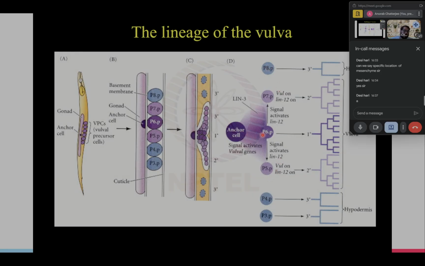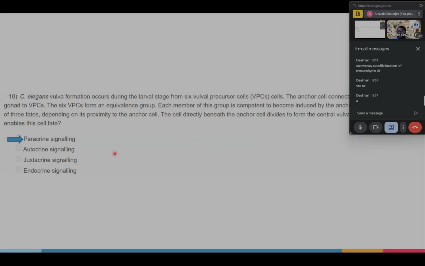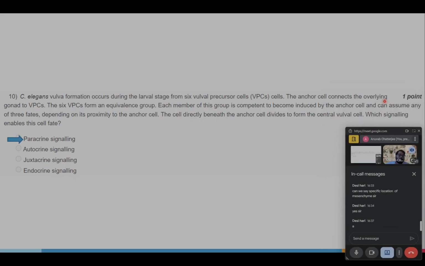The anchor cell sends out a paracrine signal. So going back, the cell beneath divides and forms the central vulval cell, which signaling enables this fate. This is paracrine signaling.